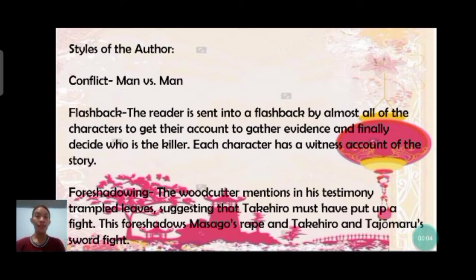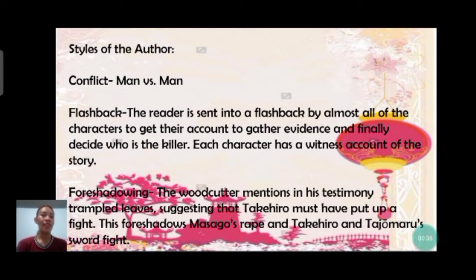So next is the style of the author. First is the conflict, which is man versus man, because, as we have observed, a duel happened between Tajumaro, Takeheko, and Masago. The duel was set in the bamboo grove, wherein Takeheko was lured by Tajumaro and tied up in the tree. This gives an opportunity to Tajumaro to rape Masago. So this is the conflict in the story.